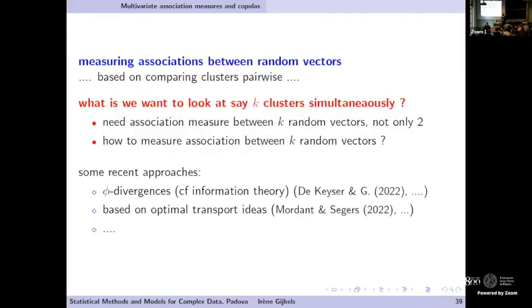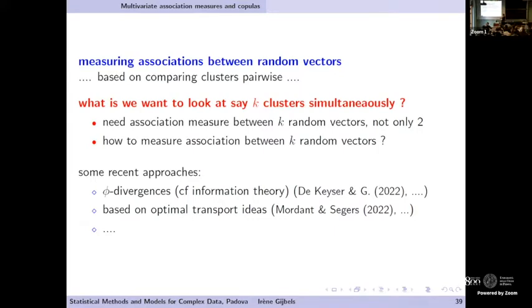Now, what's up next for questions, for me at least in this area, is that you do not only want to compare two clusters, you want to compare more than two clusters, three clusters, etc. You want to step away from this pairwise comparison, even if it's between clusters, which basically means that you would need association measures not between only two random vectors, but between k random vectors. There is actually very little done in that setting, or not enough done.